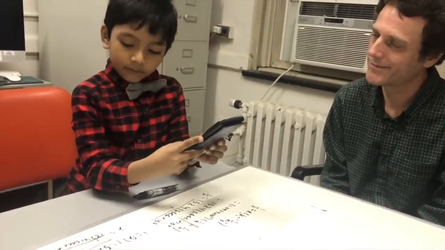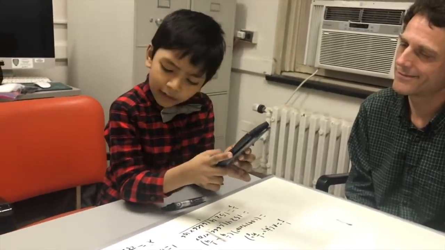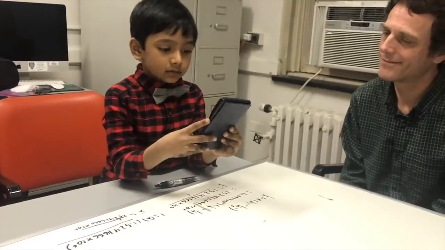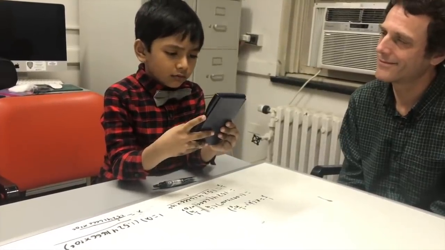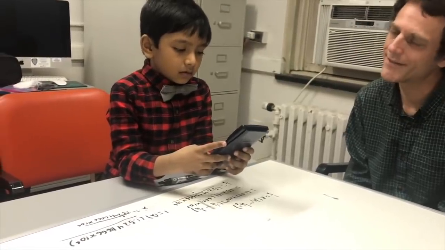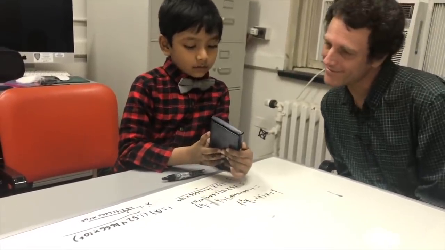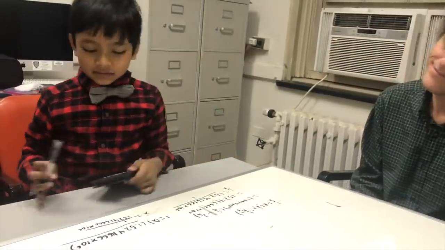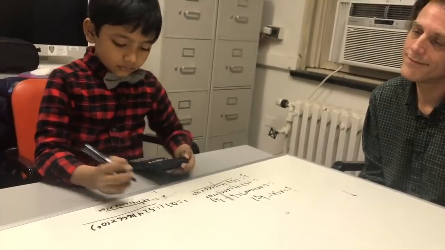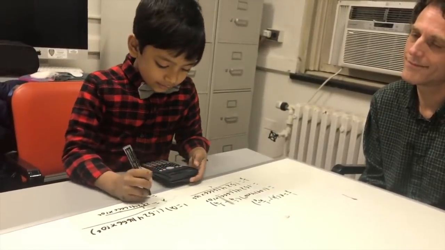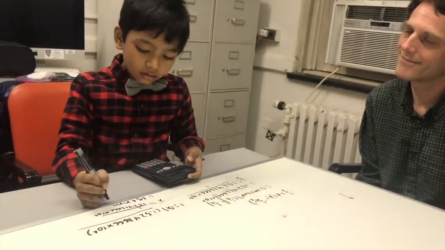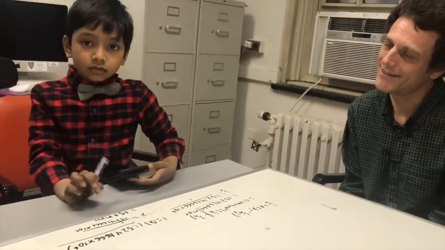So 1 divided by 1.524146. Oh, I put 3 sixes. Oh, great. Well, it's probably close enough. Yeah. I still got 656. So that's equal to 656 nanometers, I think. Very good.